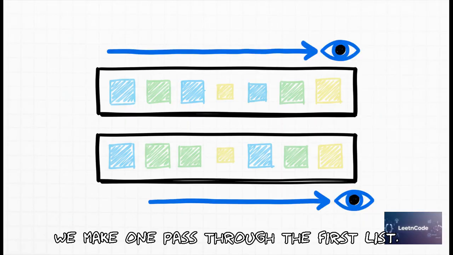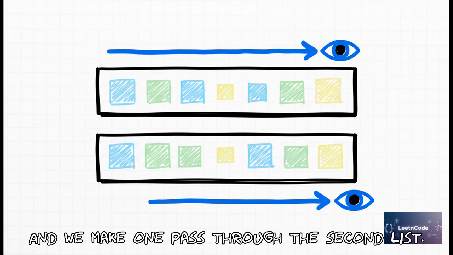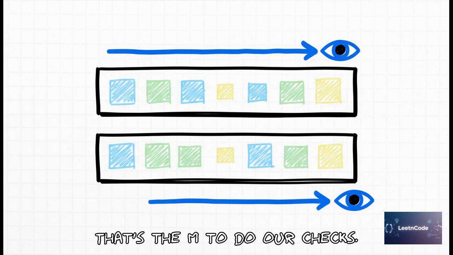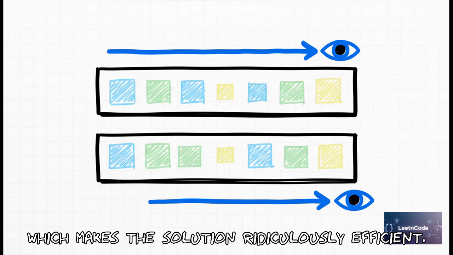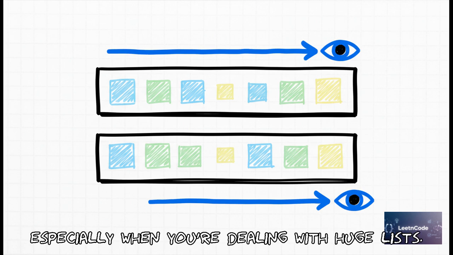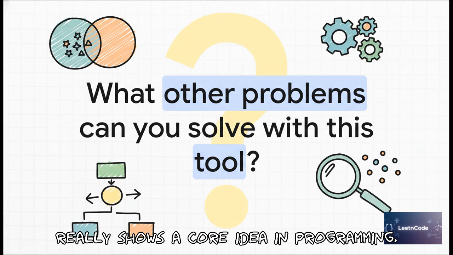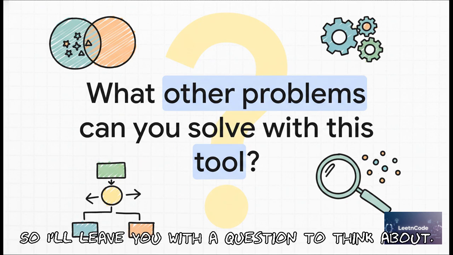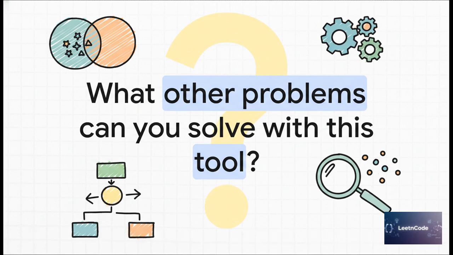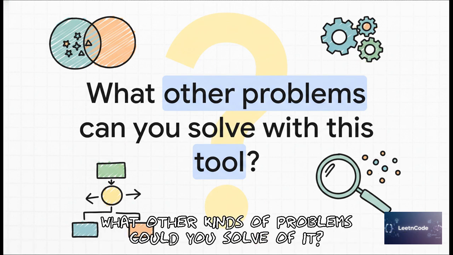And all that O of n plus m stuff really means is this. We make one pass through the first list, that's the n part, to build our set, and we make one pass through the second list, that's the m, to do our checks. That's all. We only have to touch each item one time, which makes this solution ridiculously efficient, especially when you're dealing with huge lists. You know, this whole thing really shows a core idea in programming, picking the right tool for the right job. So I'll leave you with a question to think about. Now that you have this powerful hash set tool in your belt, what other kinds of problems could you solve with it?